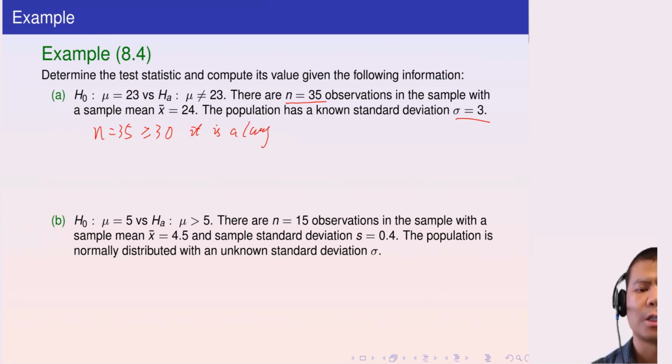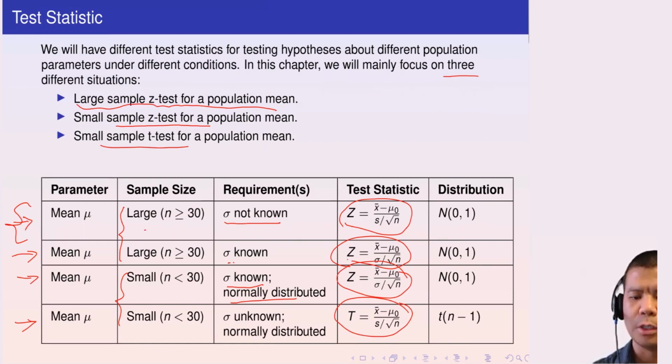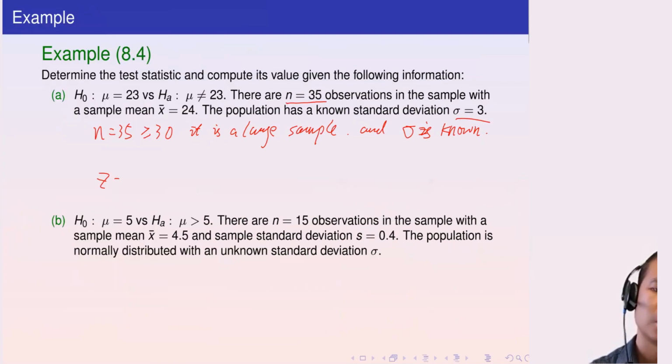A large sample, all right? And also sigma is known. It's known, it's 3, right? So now, large sample, sigma known, so we use the second one here. So z equals x bar minus mu0 over sigma over square root of n.